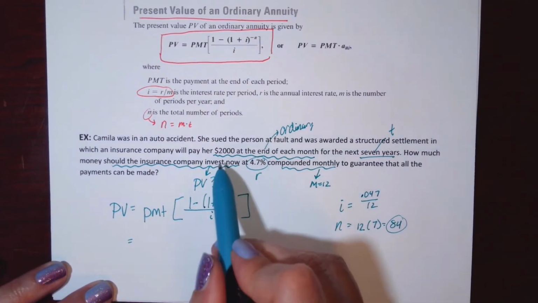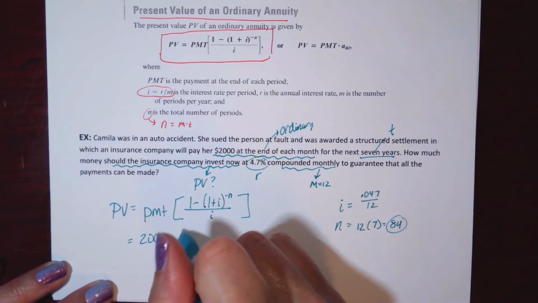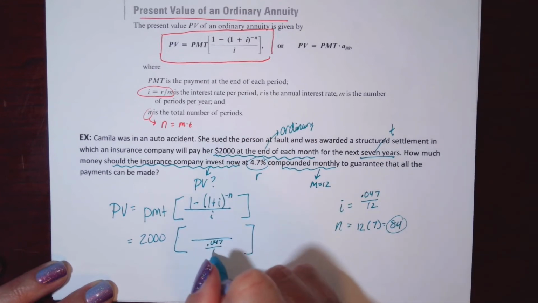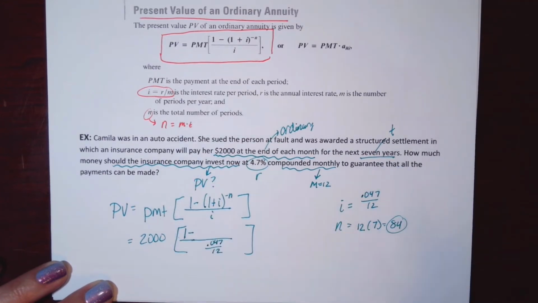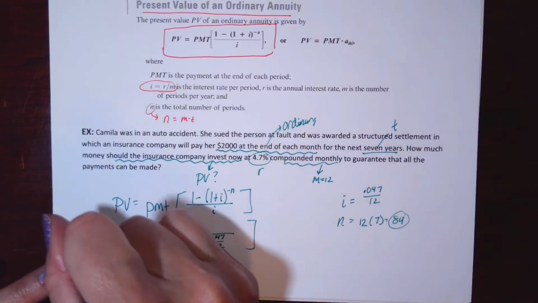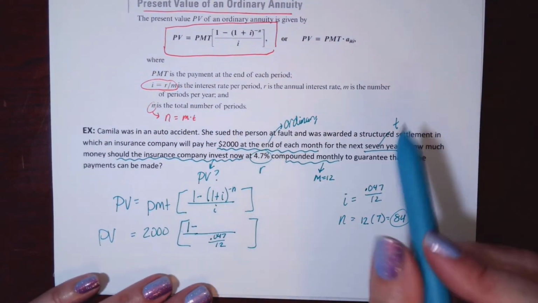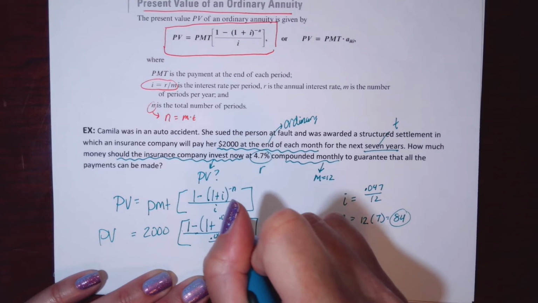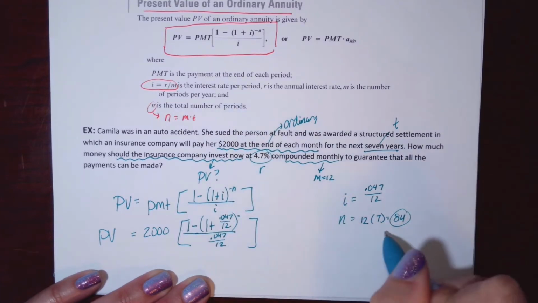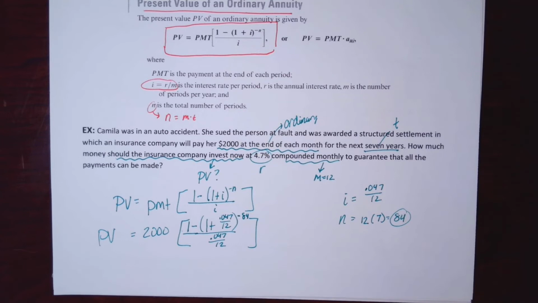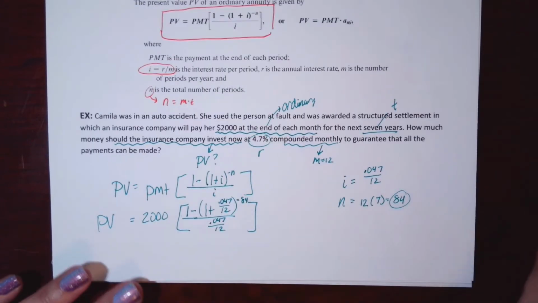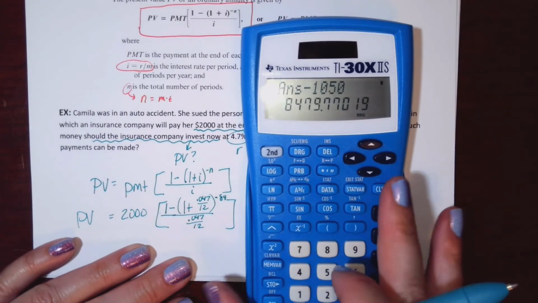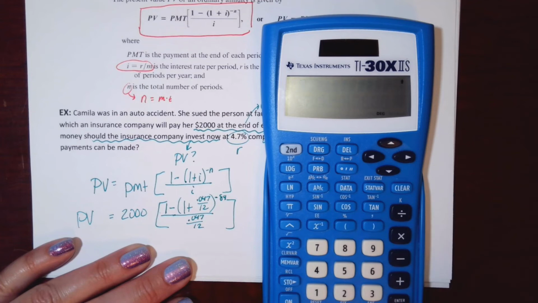When I plug in what I know, she's going to get $2,000 a month payments. I is my denominator. In my numerator, I start with 1 minus because we are calculating present value, not future value. In parentheses, 1 plus that value I, and that is raised to the negative n power, so negative 84 for this problem. Okay, so let's figure out how much the insurance company has to set aside now at 4.7% to make sure that those payments are going to be available for Camilla.